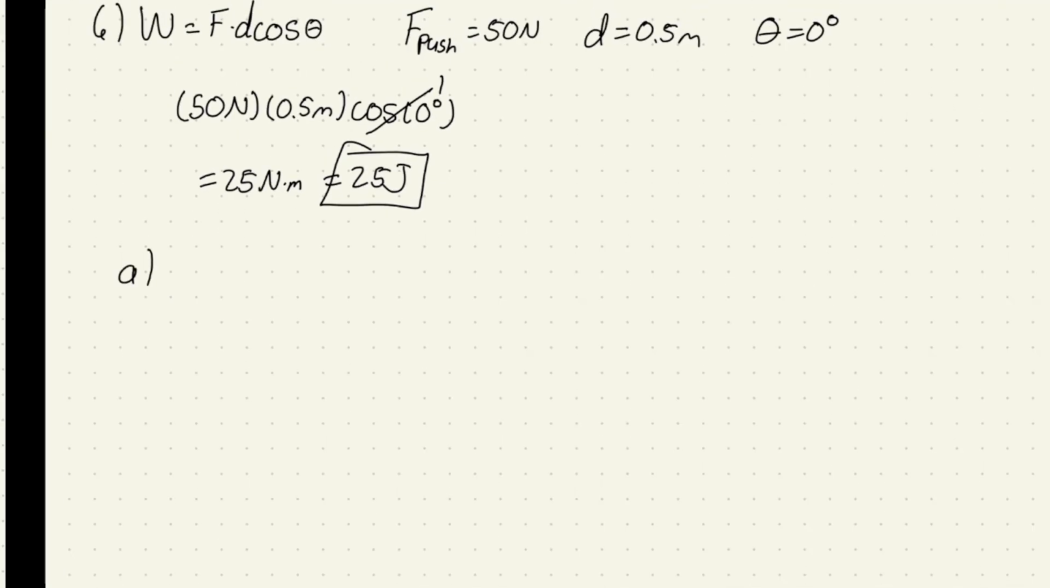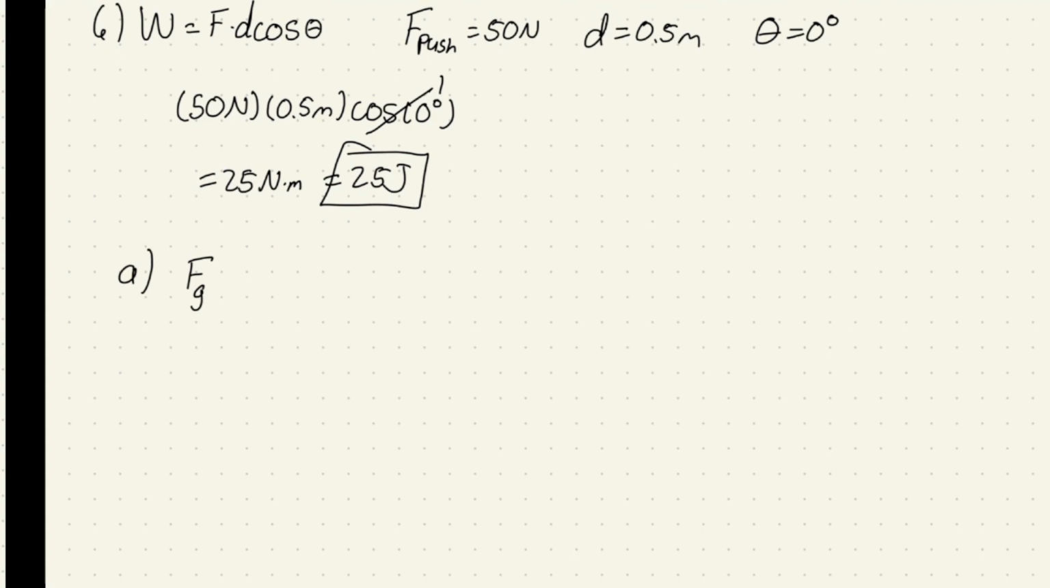Let's try another one. Let's say we do a force that is gravity. So gravity is acting and it's pulling maybe a ball down. So we've done a projectile motion problem. The ball has reached the maximum height, and so its velocity is 0 at the top.